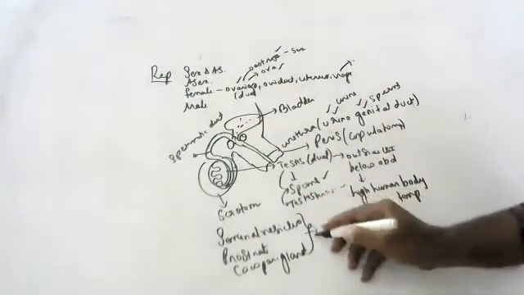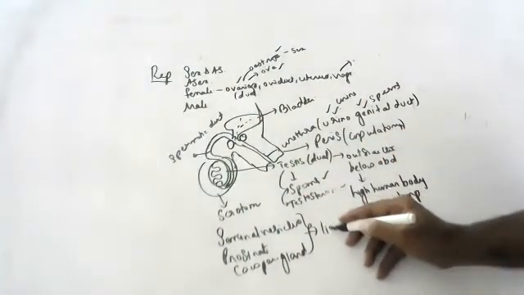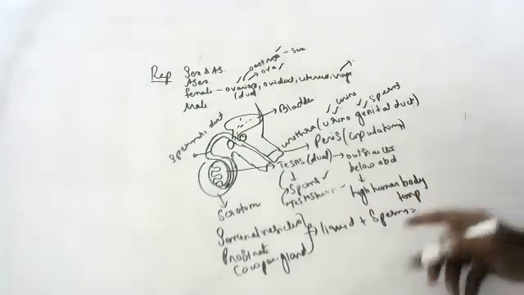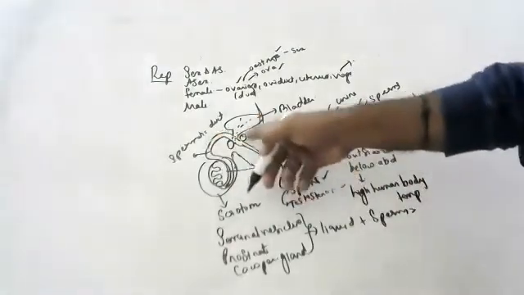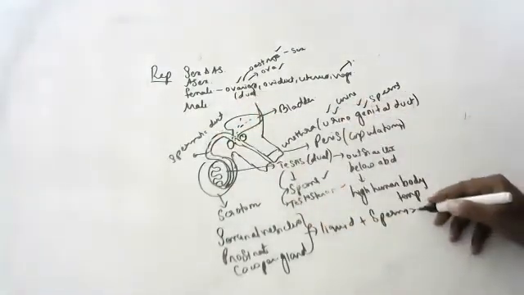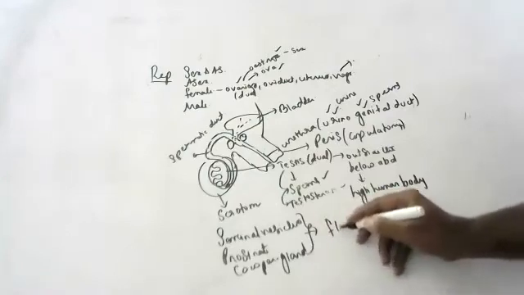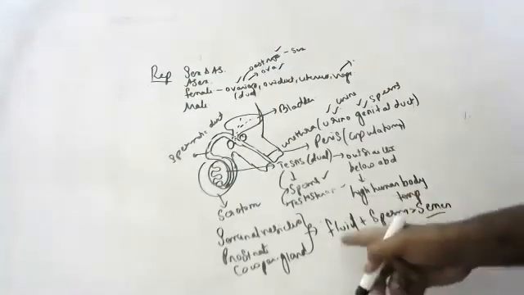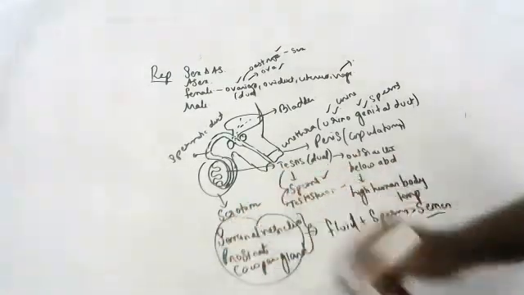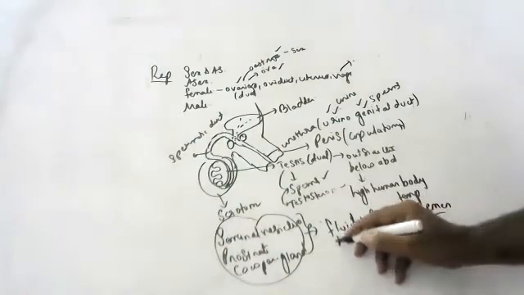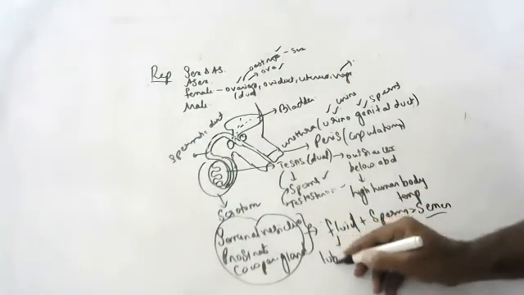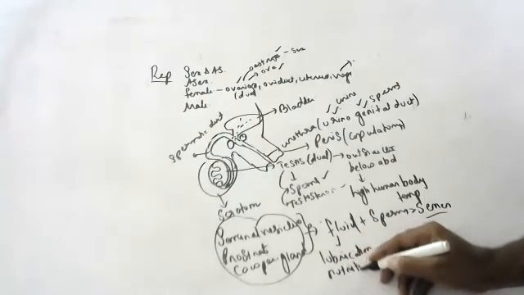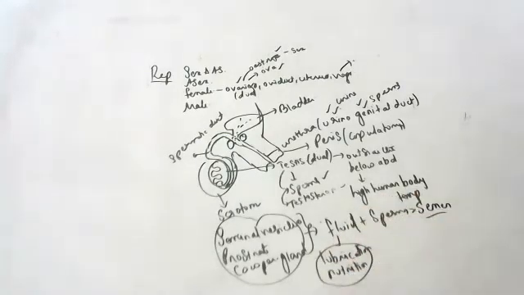They secrete a liquid onto the sperms. When the sperms are coming, they secrete a fluid. The fluid secreted by the three glands plus the sperms is called semen. What is the function of this fluid? It helps in lubrication and nutrition of the sperms.